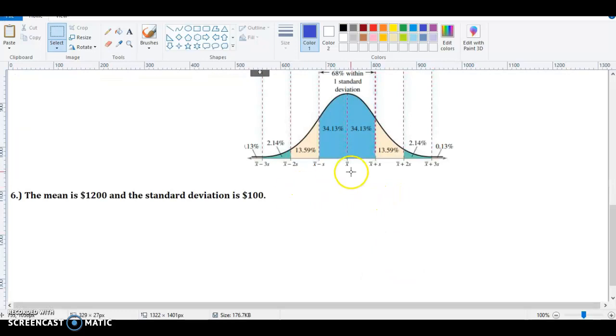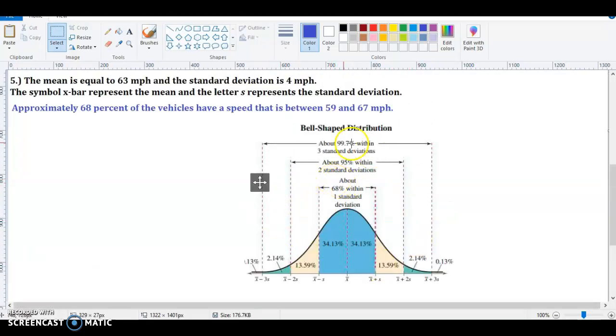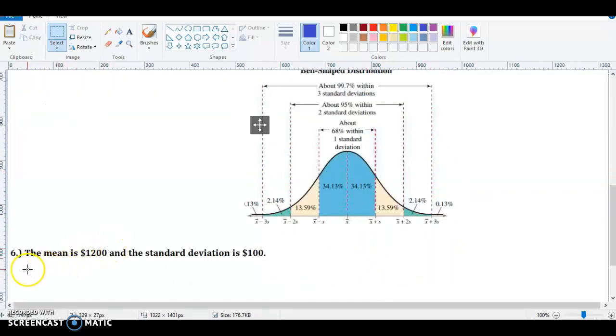Okay, so to do this problem, I've copied over the diagram for the empirical rule, and then I've summarized the important information. In other words, the mean is 1,200, and the standard deviation is 100. So we're going to use the mean and standard deviation to label the horizontal axis of the graph here. So the mean will always go in the middle. The value that's one standard deviation to the left would be 1,100, or 1.1k, and the value that's one standard deviation to the right would be 1,300, or 1.3k.